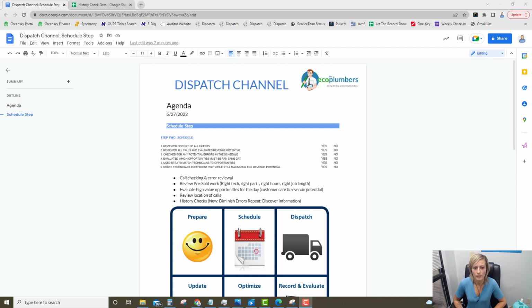The next part is evaluating high value opportunities for the day. There's two ways that this is looked at. The first way, I call it the customer care, which is you're checking for any high value customers, people that have used us a lot, that are very loyal to us. So we're making sure that we're being loyal to them and making sure that we run those opportunities same day.